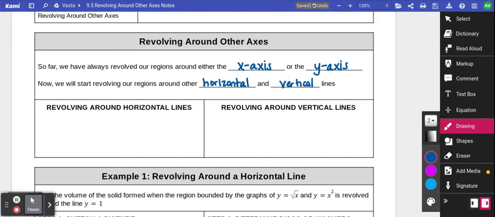Now, in general, here's what we're going to use as our guideline. Anytime we're revolving around a horizontal line, which is going to be similar to the x-axis on the graph, it's going to be horizontal. We are going to integrate with respect to x.